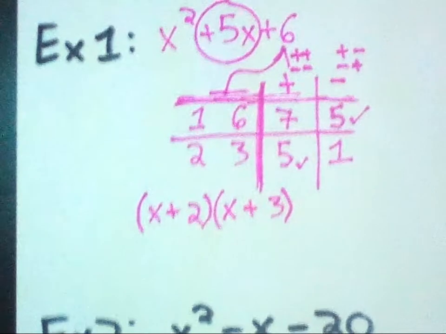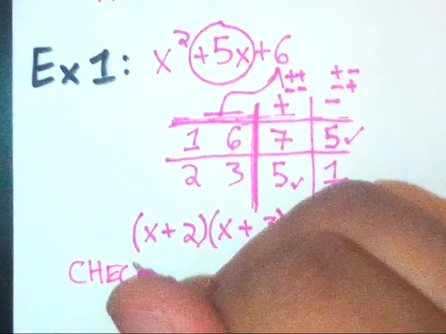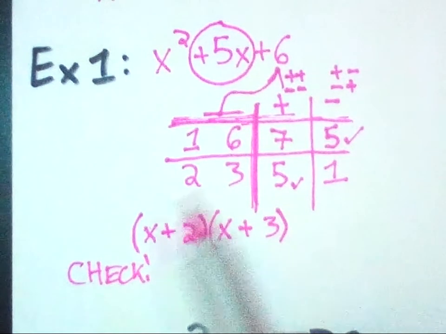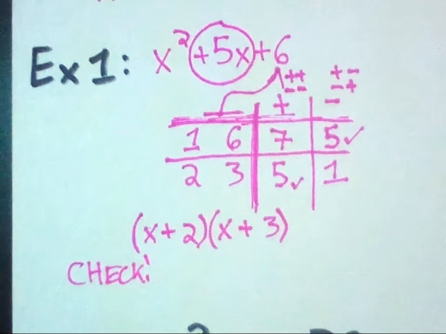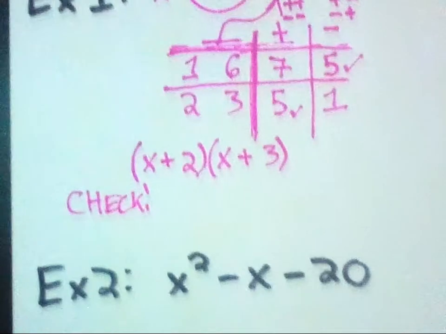The easiest way to check your answer is to just multiply it back out. So you would do first, outside, inside, and last. I'm not going to do that for this example because, well, we already know this is right. Let's try a different one.